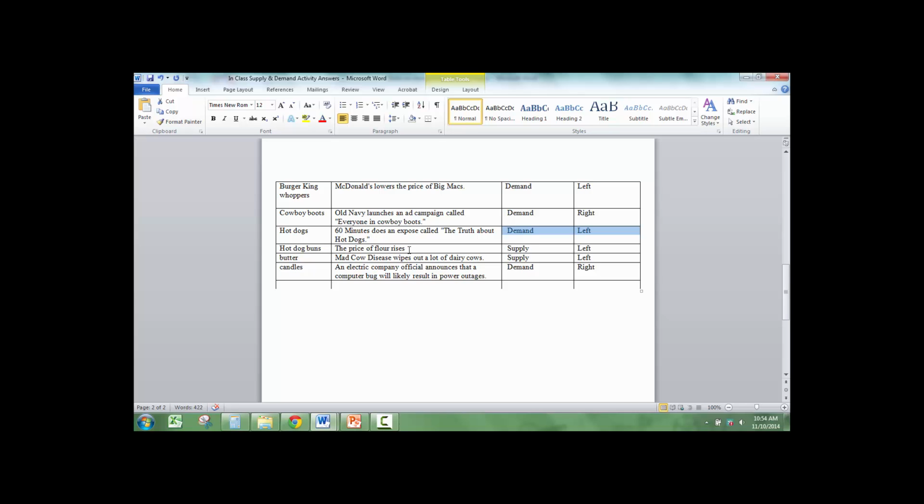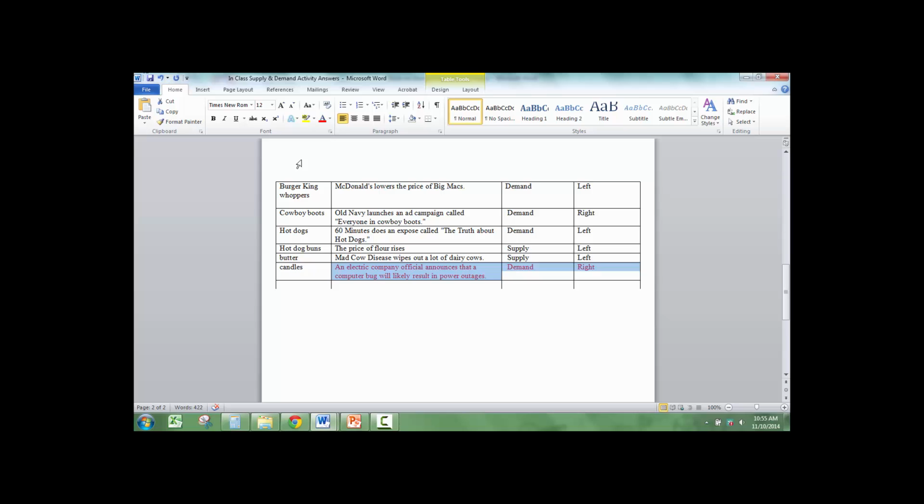If hot dog buns use flour and the price of flour increases, then this causes an increase in the price of inputs, therefore supply will shift left. If mad cow disease wipes out a lot of dairy cows, then butter is going to cost more, supply left. And if the electric company announces that a computer bug will likely result in power outages, demand for candles right now will increase.